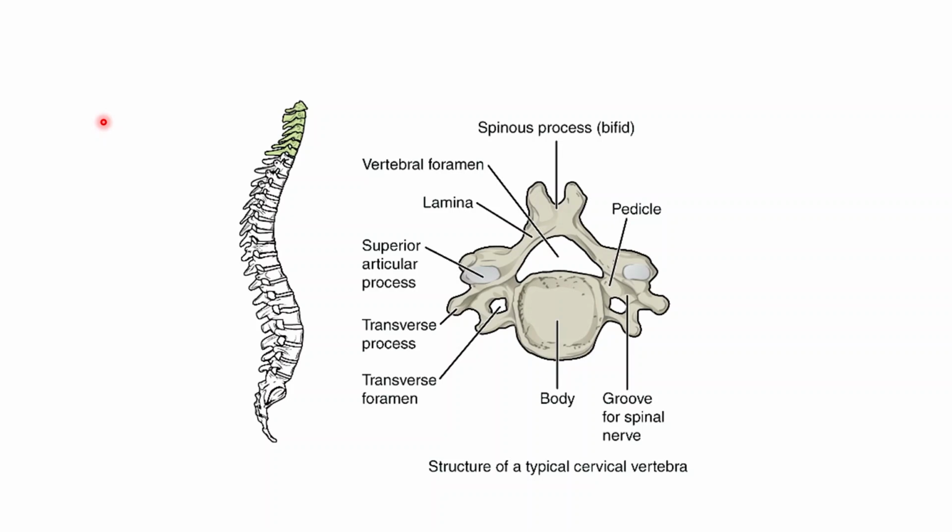The spinous process in this case is bifid or bifurcated. As you can see, it splits into two regions right here. This is called a bifid or a bifurcated spinous process.